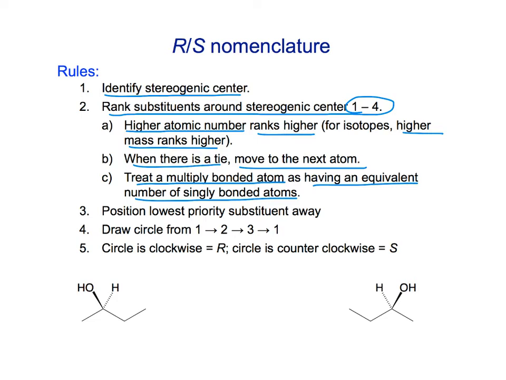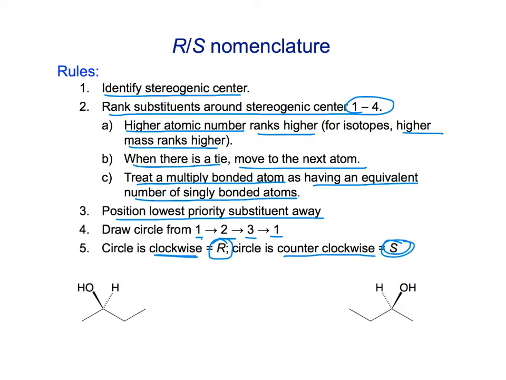We then position the molecule by rotating it around to point the lowest priority away from us. We draw a circle from priority 1 to 2 to 3 and back to 1, and if that circle rotates clockwise, we call the chiral center R. If that circle rotates counterclockwise, we call it S. So let's try it on these two molecules shown at the bottom.